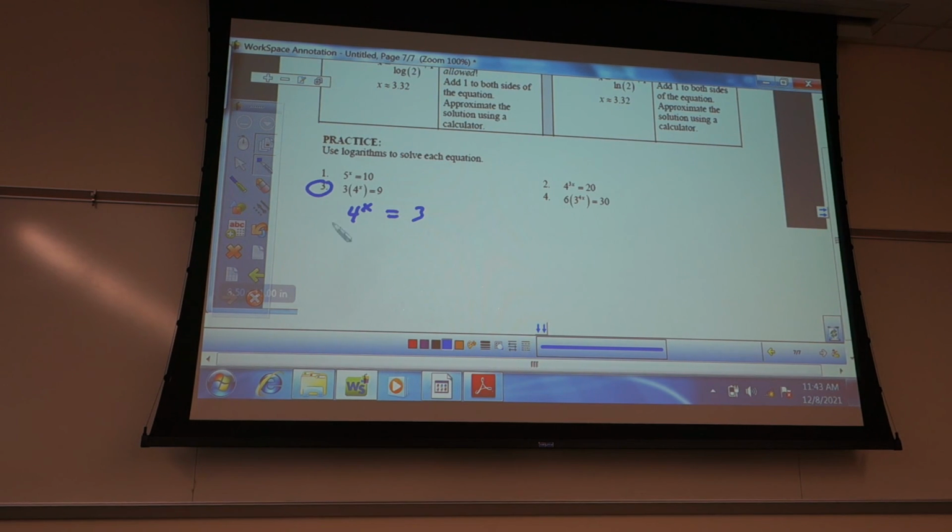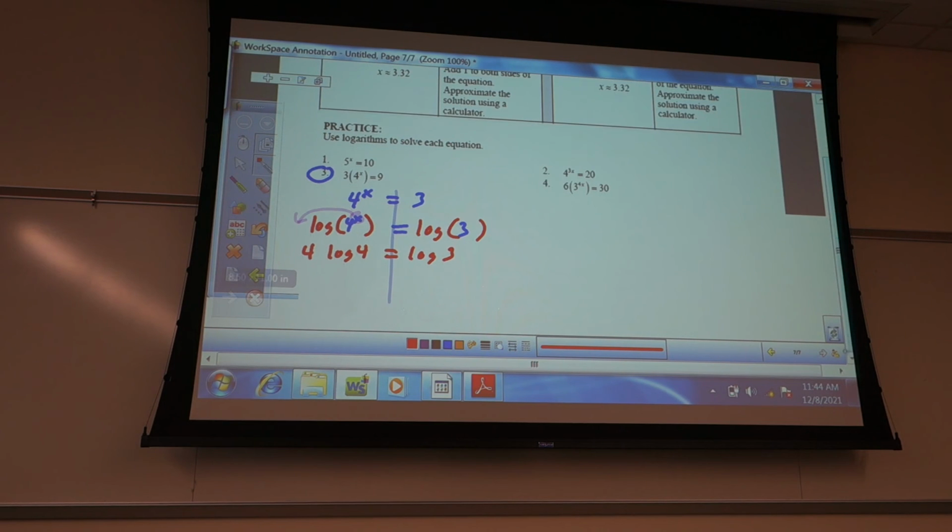Good so far? Now I'm going to draw my line for success. Now I have the x in the exponent. I don't know how to solve that. The only way to solve that is to take the log of both sides. So I've got log of 4 to the x equals log of 3. Log of both sides, not just one, both of them. That lets me grab the x and throw it in front.